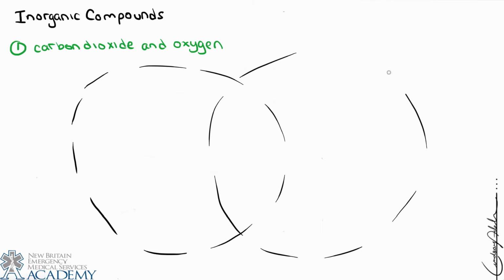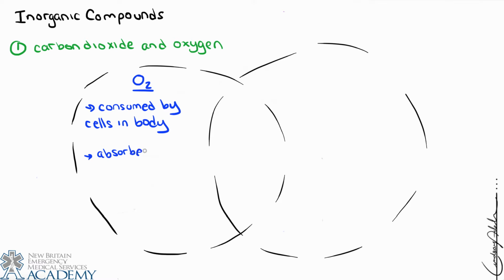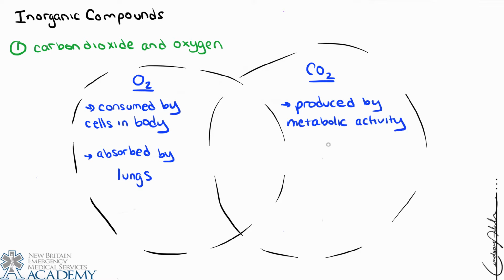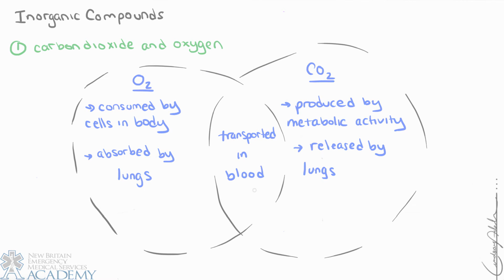So first, let's start by talking about carbon dioxide and oxygen. Oxygen is consumed by cells in the body and absorbed by the lungs. Carbon dioxide is produced by metabolic activity and released by the lungs. And both gases are transported in the blood. So we're going to see throughout our study of human physiology many instances where we have to talk about oxygen and carbon dioxide and the ability of these gases to arrive at the appropriate destinations in adequate concentrations in order to allow the body to continue to survive.